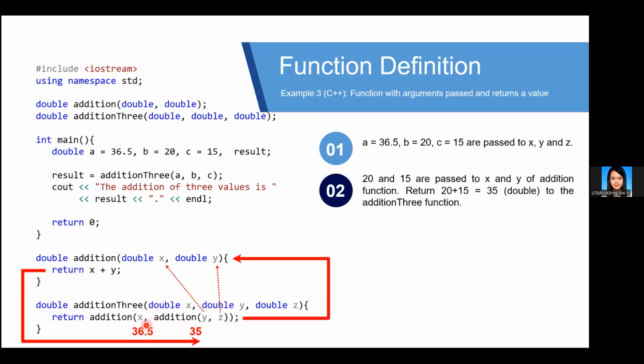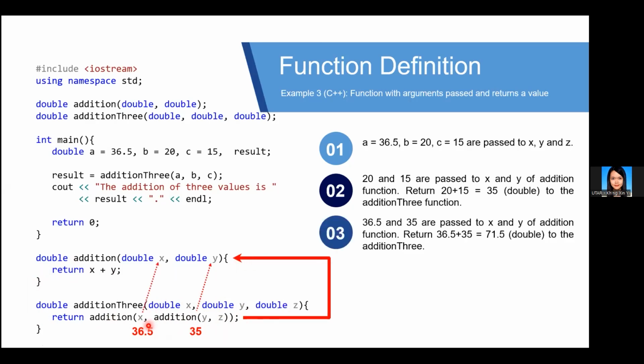Okay, so right now we have the first argument 36.5 and the second argument is 35. And then after that, don't forget we still have the outside and external function here, addition 36.5, 35. So again, the addition function will be invoked again. And then this 36.5 will be passed to the first argument x, and 35 will be passed to the second argument y.